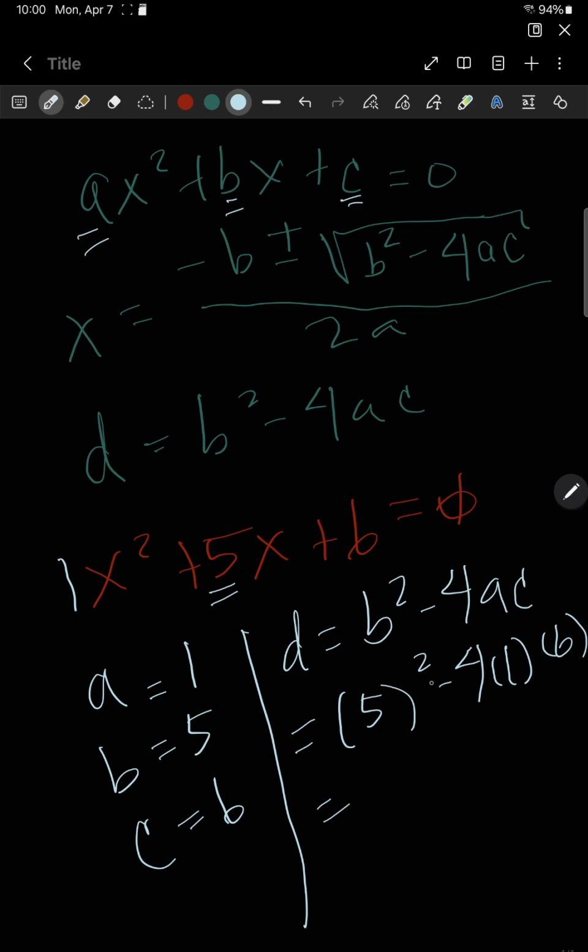And now you do the math. You do the exponents and multiplication before you do the subtraction. So 5 squared is 25. And anything times 1 is the other number. So you have 4 times 6, which is 24. So your discriminant is equal to 1. So here for this we know that our discriminant is equal to 1. Let me clear up some space here.